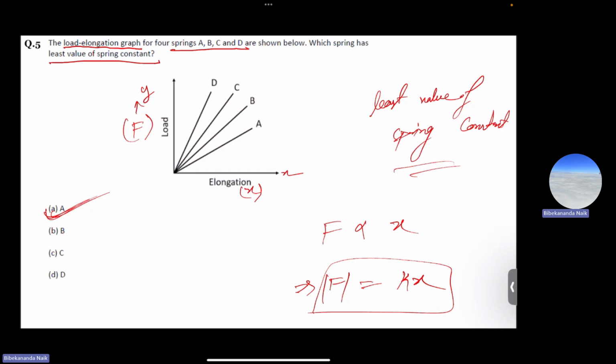The spring for which F is maximum will have maximum spring constant. For which F is minimum, it will have minimum spring constant. So here if you see, A is having minimum value of F, so A is having the least value of spring constant. So the correct answer will be option A. So I hope this is clear to you.